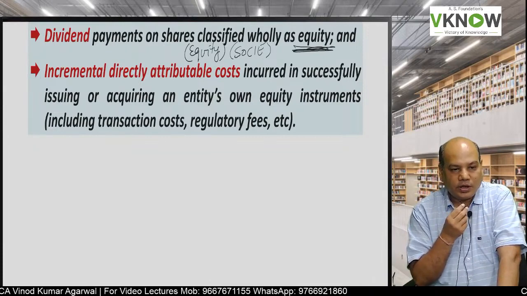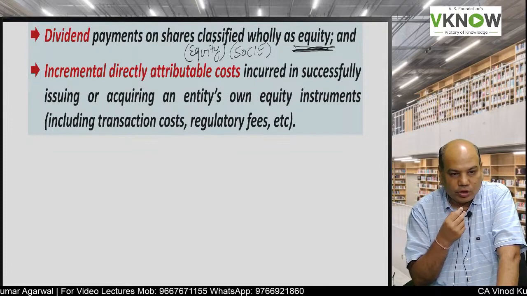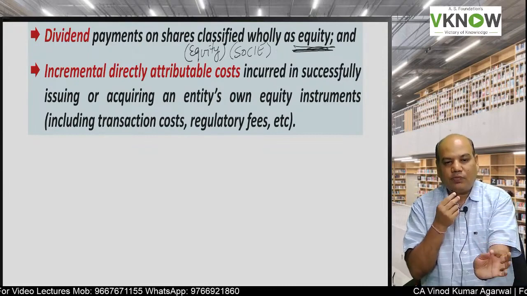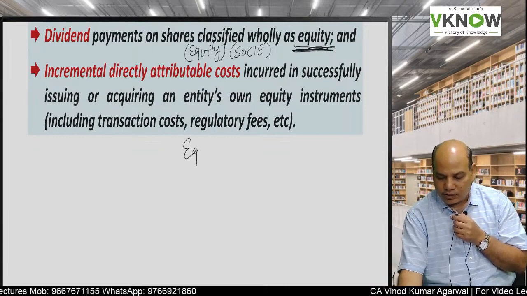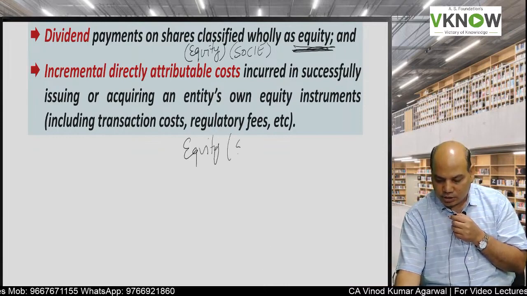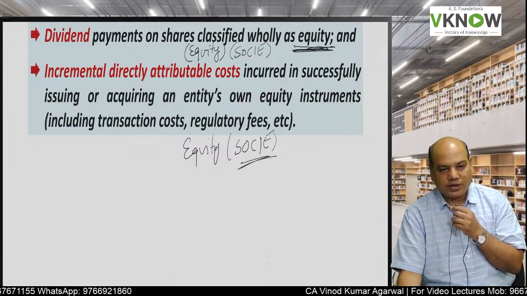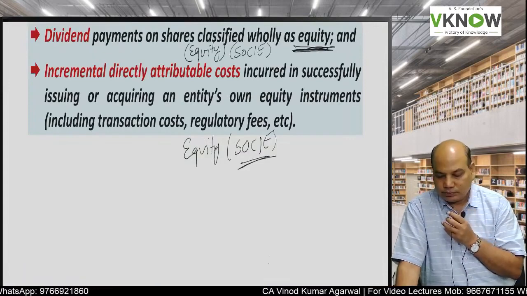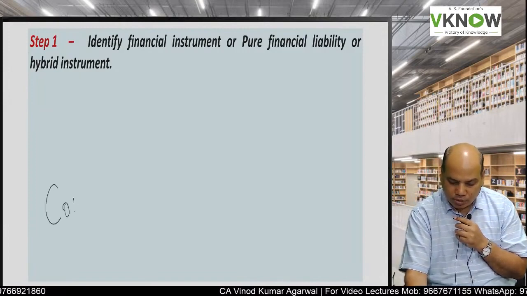Similarly, if there is any incremental directly attributable cost incurred on issue of an equity instrument, already discussed, like transaction fees, regulatory fees, they will be adjusted directly in equity. When I say directly adjusted in equity, it means it will be adjusted against reserve and surplus items like general reserve or retained earnings in equity. One more important part is compound instrument.